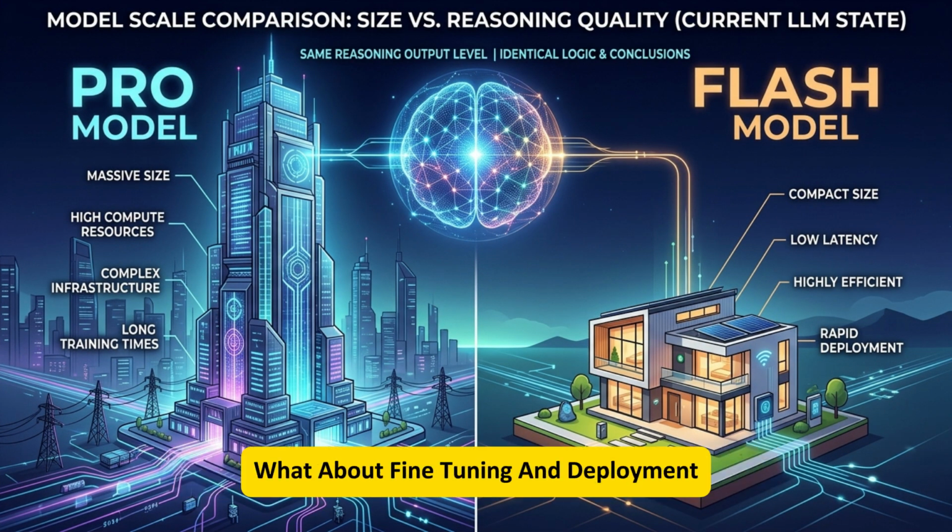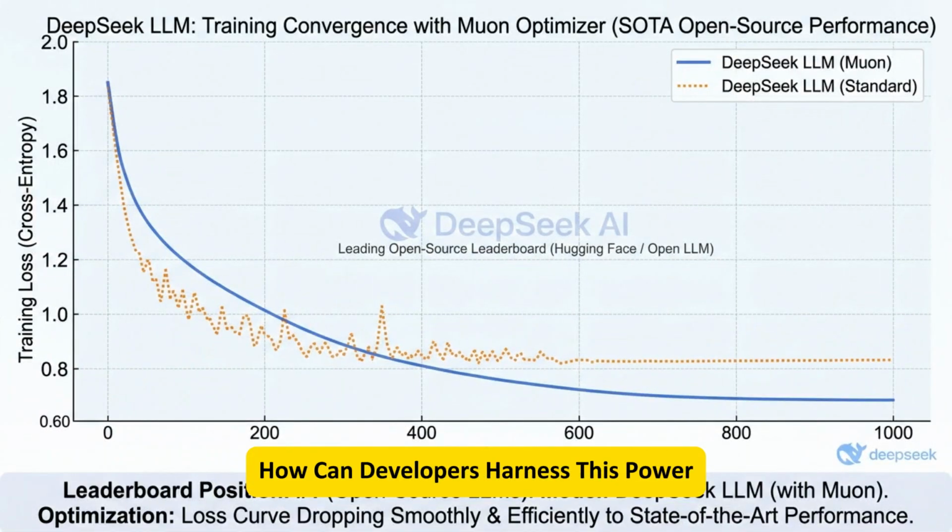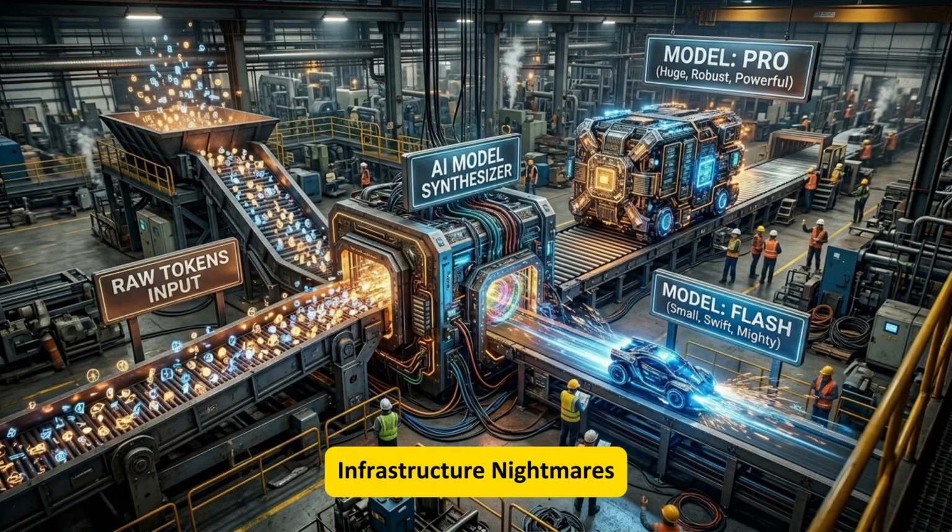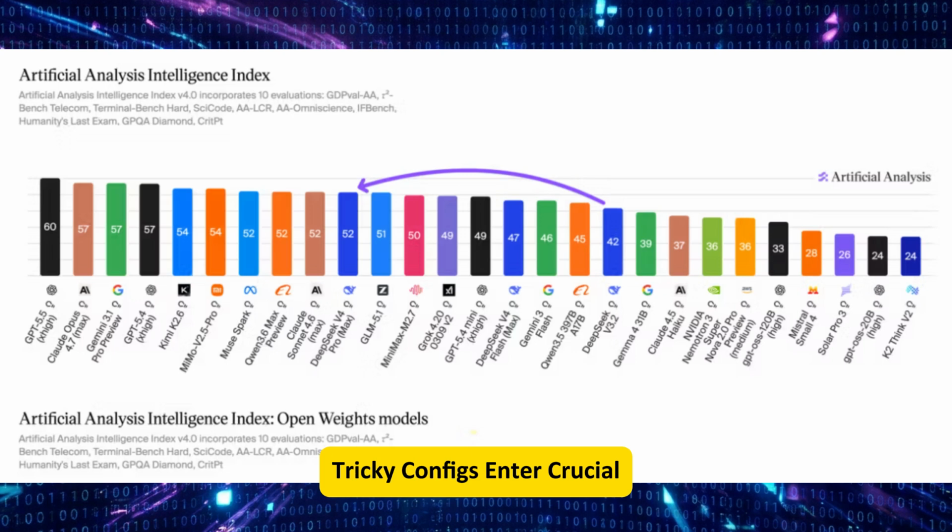What about fine-tuning and deployment? How can developers harness this power without the usual headaches? The challenge with fine-tuning large models? Infrastructure nightmares, GPU provisioning, job failures, tricky configs.